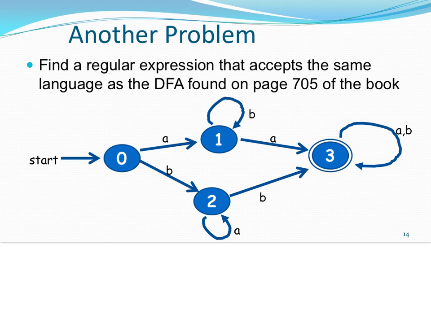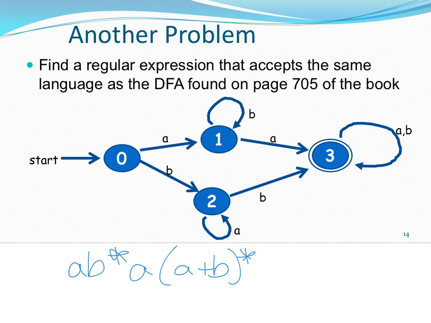So let's do the top path is an A, as many B's as you want, an A, and then as many A's or B's as you want.